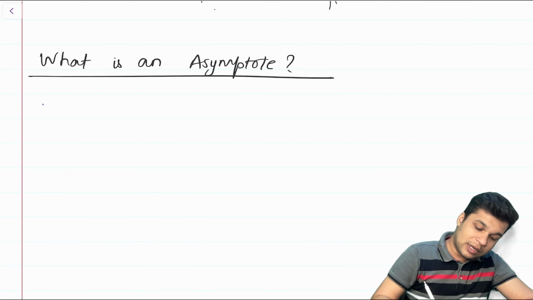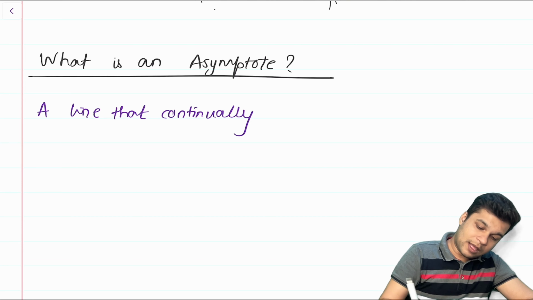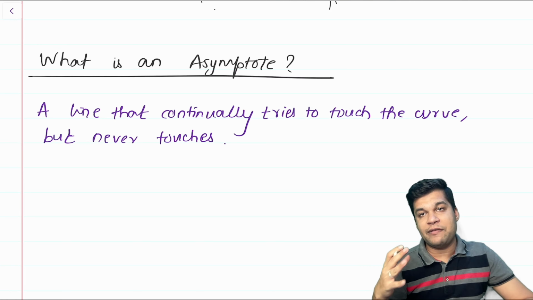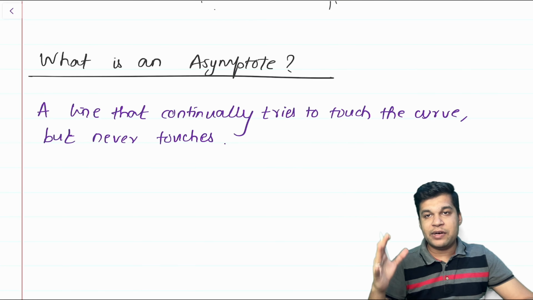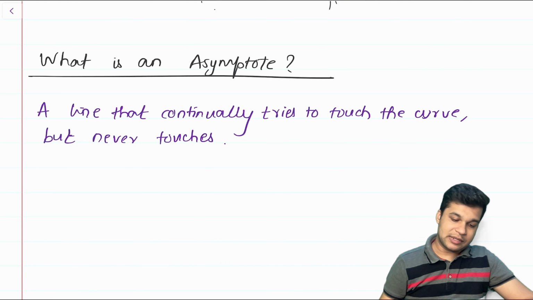So what is an asymptote? A line that continually tries to touch the curve but never touches. At least at a finite distance, it will never touch. At infinity, whether it's touching or not, we don't know. But ideally, it never touches. It never ever touches. Okay, let's take some examples.